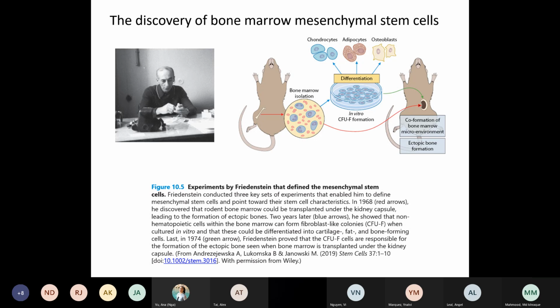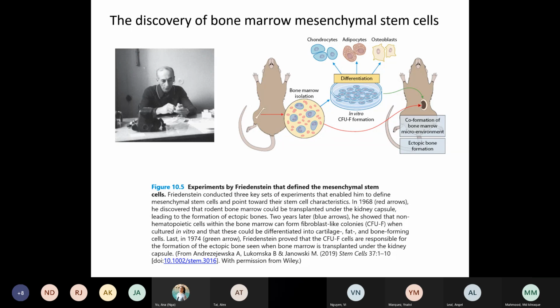So he was kind of amazed by that. You have some cell in there that can give rise to these 3 cell types once this cell differentiates. And then he later on proved that it is these clonogenic cells. If you transplant this underneath the capsule of the kidney, they will form bone there. So later on he proved that it is these clonogenic cells that will give rise to bone in the kidney.